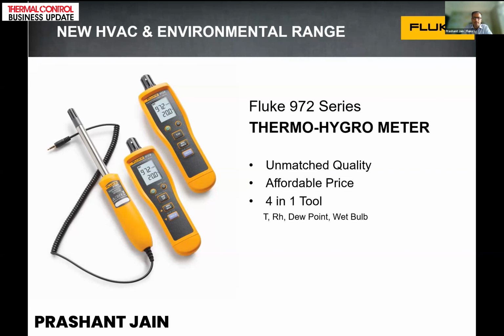It comes in two models. It's a 4-in-1 device, so the customer can measure temperature, relative humidity, dew point, and wet bulb, everything in one instrument. This also comes with an external sensor. If you see in the photograph, the leftmost sensor, we can easily measure inside the duct. Sometimes we need to measure inside a duct or in an area which is not very easily accessible.